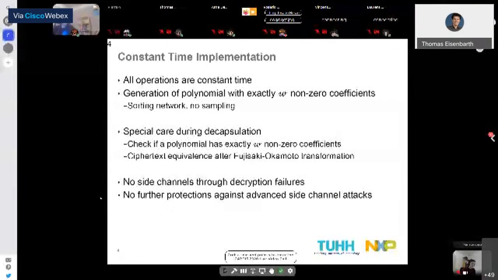A nice thing about NTRU Prime is that there are no decryption failures, so you can't have side channel attacks on that. But that being said, this design does not have any more advanced protection, such as masking or anything like that against differential power analysis and the likes.